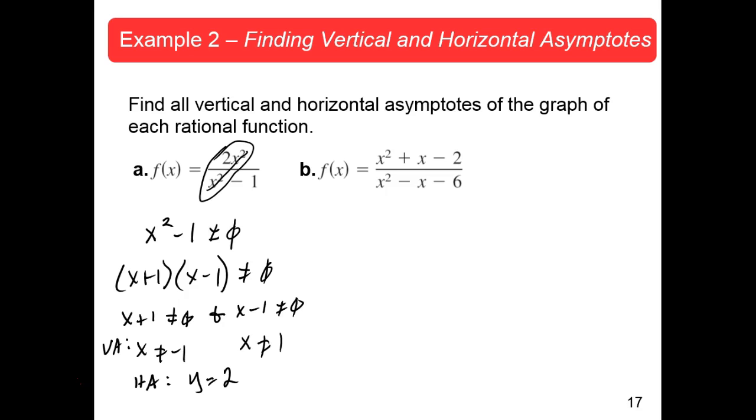Never mind. Okay. Now, so we found the vertical asymptotes: x not equal to negative 1, not equal to positive 1. The horizontal asymptote, y is equal to 2. Okay. Now, how about the B part? What would you recommend we do first?